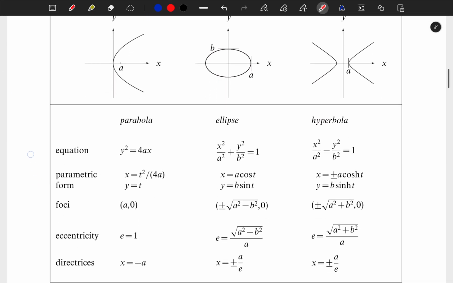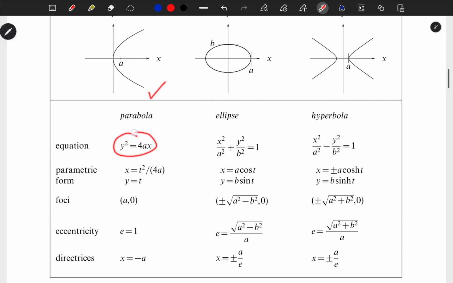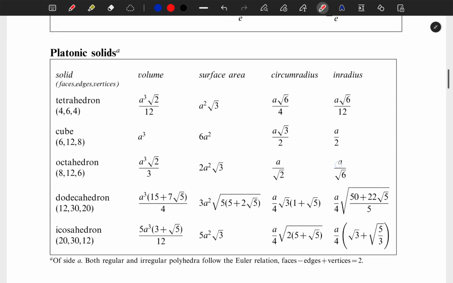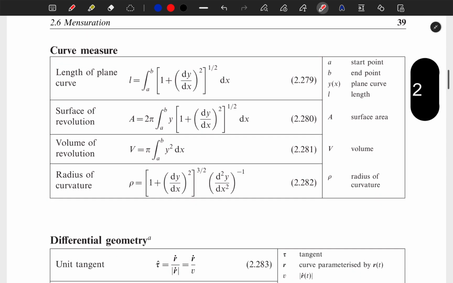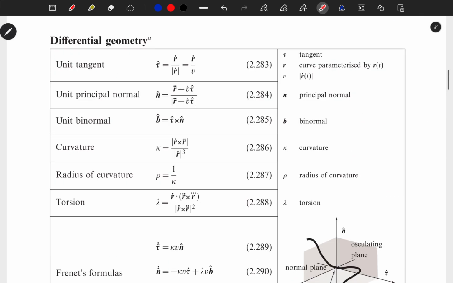Conic section. So this is a parabola: y squared equal to 4x. This is an ellipse: x squared by a squared plus y squared by b squared equal to 1. Hyperbola: x squared by a squared minus y squared by b squared equal to 1. Eccentricity is 1 for a parabola, and this is the other focus. Parametric forms can be shown like this. In differential geometry, radius of curvature equals 1 by kappa. Kappa is the curvature that can be calculated using that.